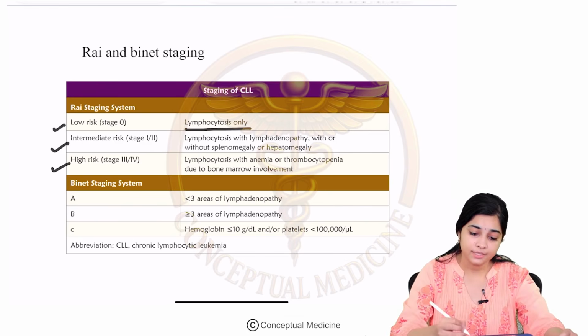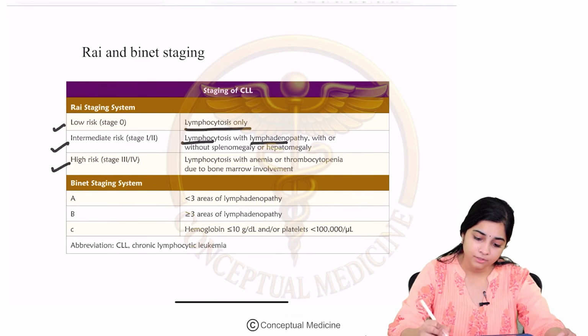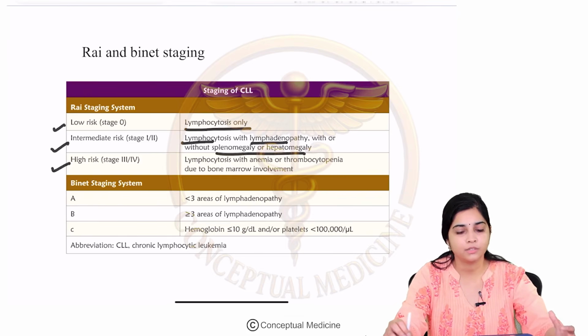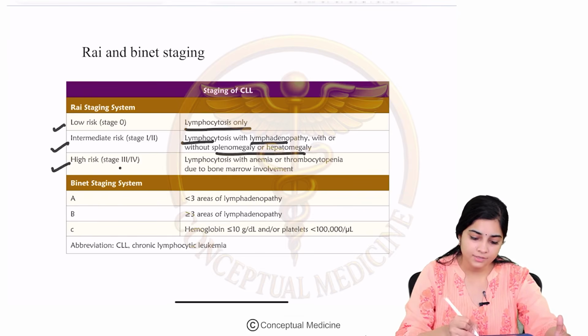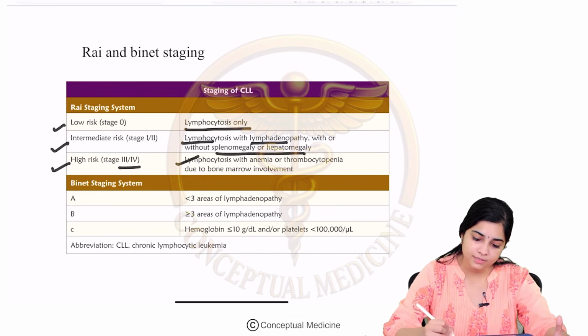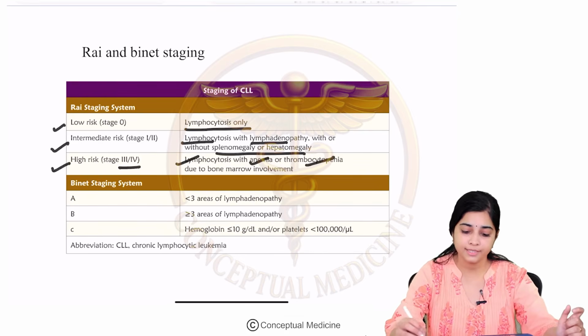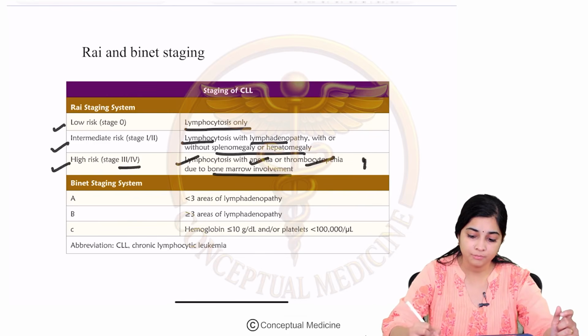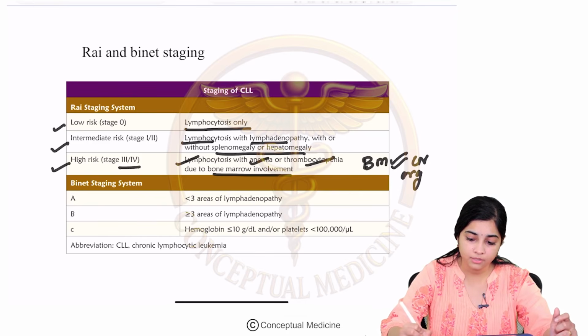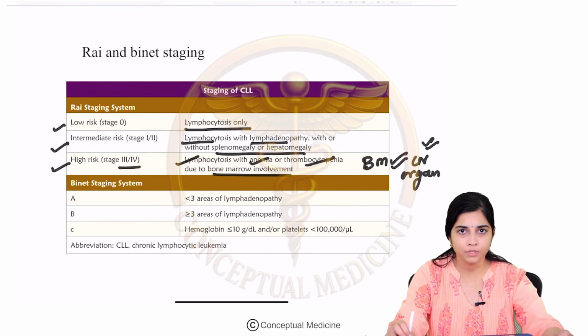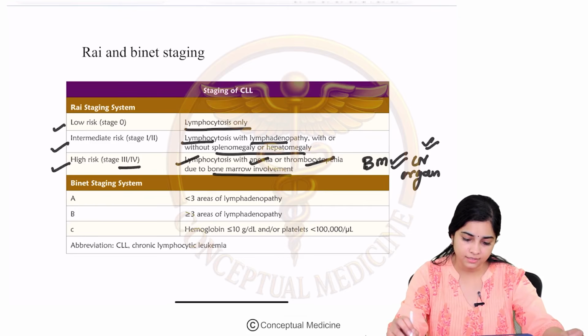But if there is a lymphocytosis with lymphadenopathy, with or without organomegaly, then this is a stage 1 or 2. In a stage 3 or 4, you have lymphocytosis with anemia, thrombocytopenia. So all the other cell lines are also getting affected due to bone marrow involvement, right? So there is bone marrow involvement, lymph node involvement, organ involvement. So then immediately it becomes a stage 3 or 4. Okay, so that is your Rye staging system.